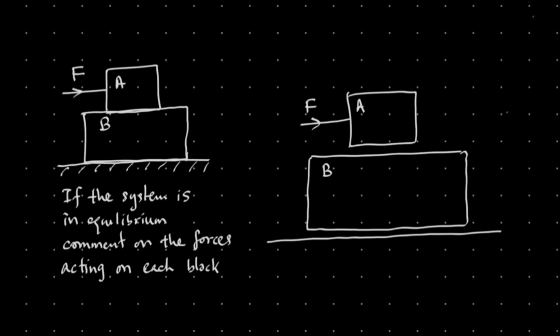I have drawn a free body diagram. I've started to draw a free body diagram. I'm going to separate block A, separate block B, and the ground. I have kept a little space. So now I'm going to mark the forces acting on each of these blocks.